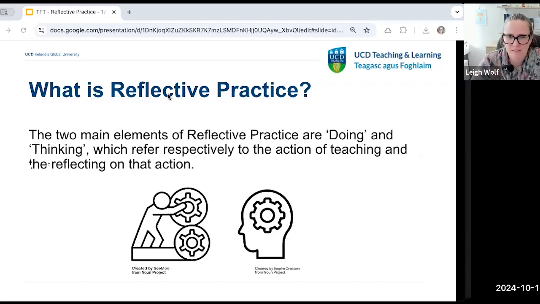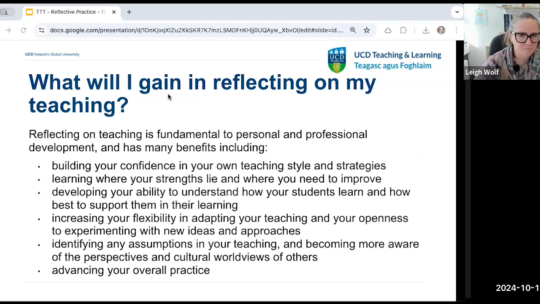So there's two main elements of reflective practice, doing and thinking, which refer respectively to the action of teaching and reflecting on that action. So it is a fairly simple concept that we're doing something, we're acting, we're teaching, and then we're taking time to look back on that action and think about it.